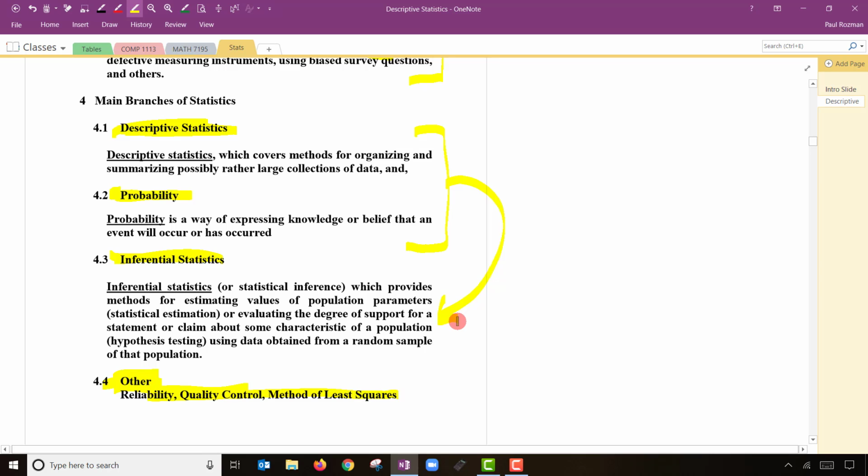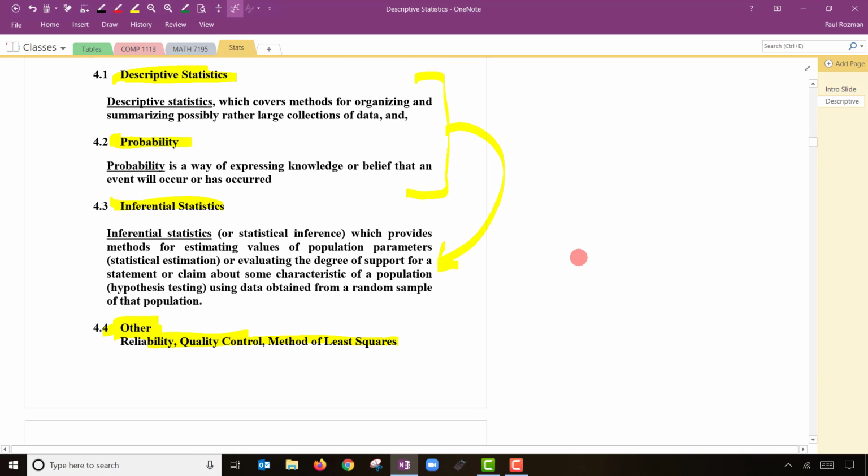We can quantify my prediction using probability. The other topics are sort of a mixture of these things. We'll talk about reliability. That's a nice probability application. Quality control is a descriptive statistics topic. It's all about sampling and looking at data over time. And then curve fitting is the method of least squares, basically adding trend lines to data as an example.